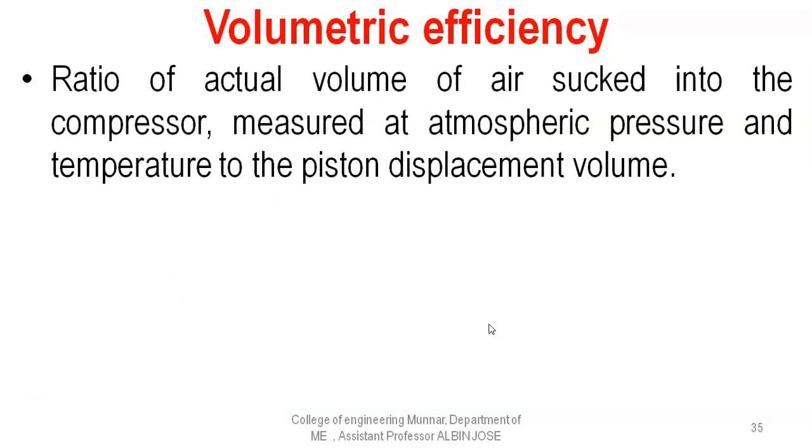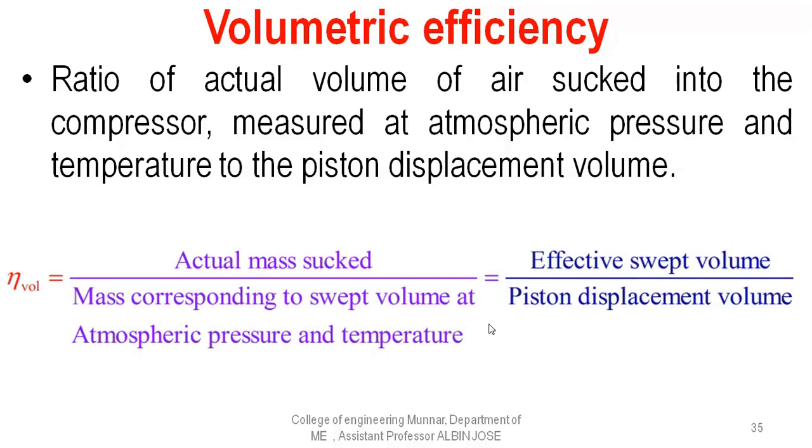Okay, so volumetric efficiency of a compressor is the ratio of the actual volume of air sucked into the compressor, measured at the atmospheric pressure and temperature, to the piston displacement volume. So it is a ratio, nothing but the actual volume to the piston displacement volume. And the actual volume is measured at the atmospheric pressure and temperature condition.